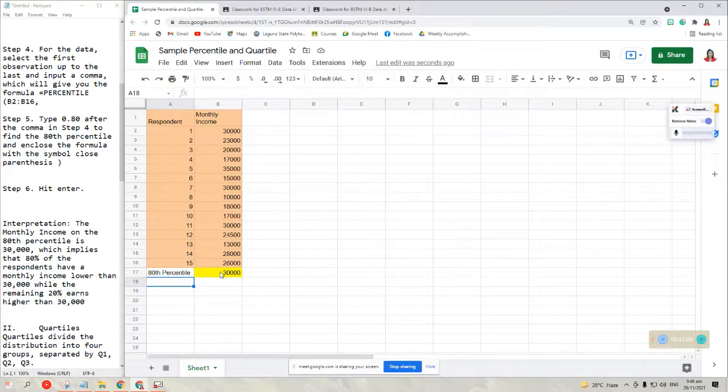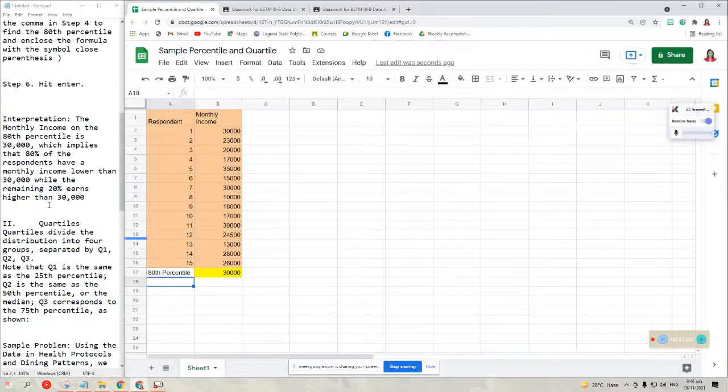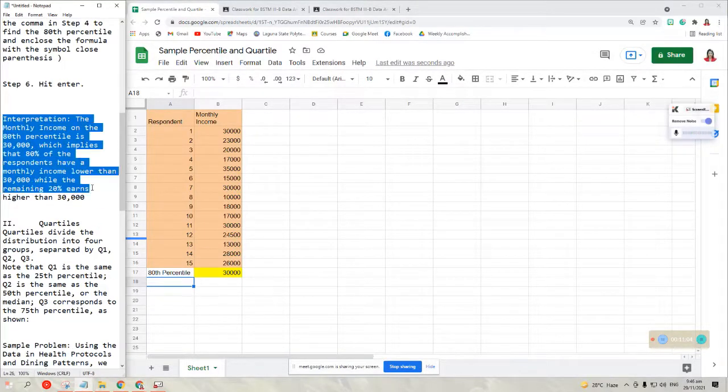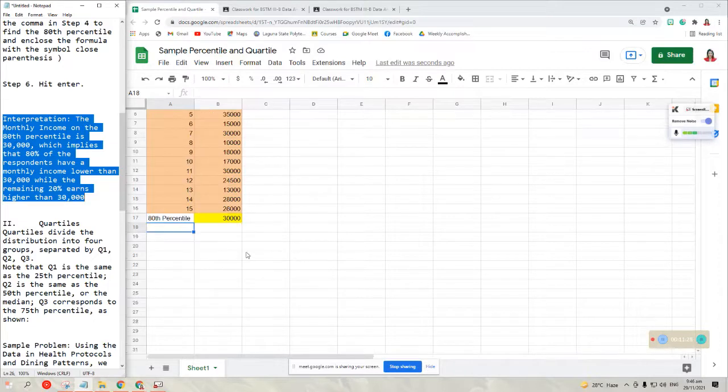Ngayon, i-interpret natin siya. May interpretation na rin po ako na inilagay sa module nyo. So, the monthly income on the 80th percentile is 30,000, which implies that 80% of the respondents have a monthly income lower than 30,000, while the remaining 20% earns higher than 30,000. So, I hope it makes sense. So, ganun lang po ang pagkuha ng percentile.